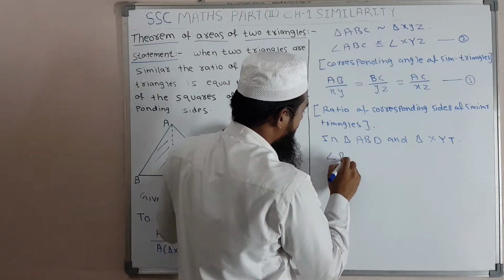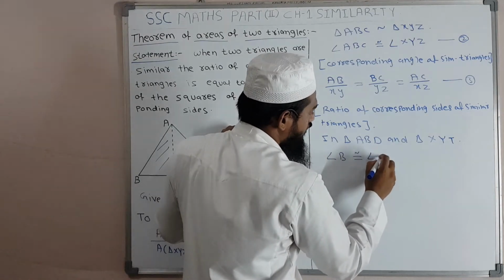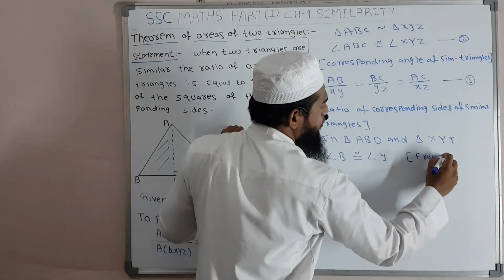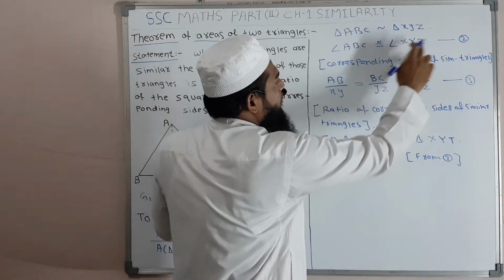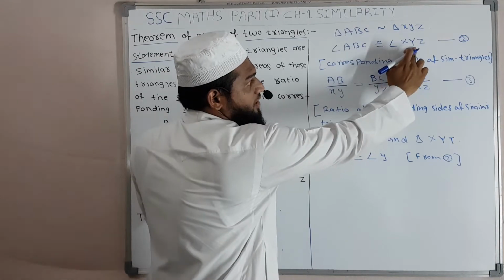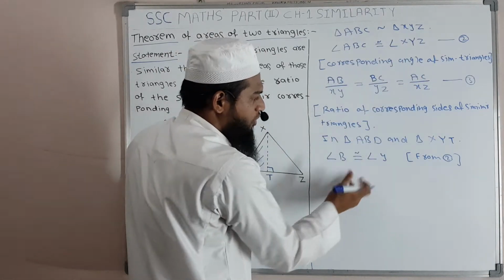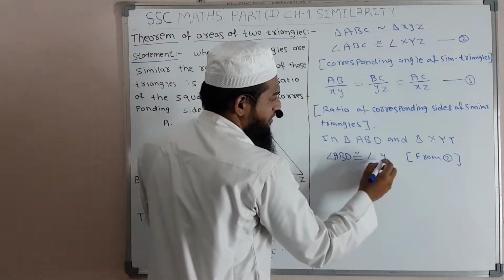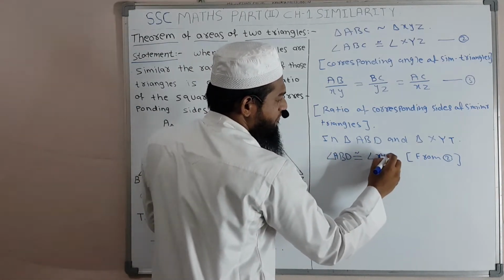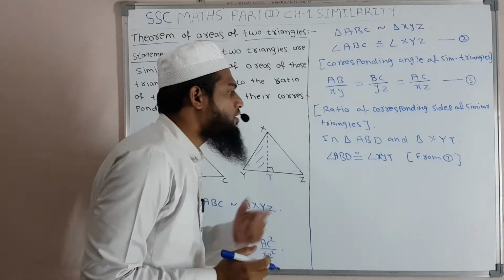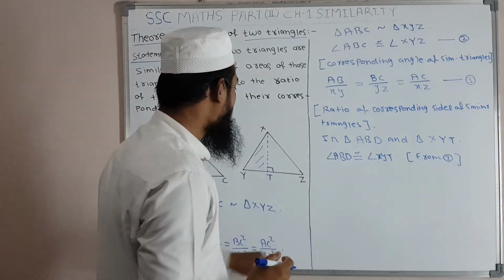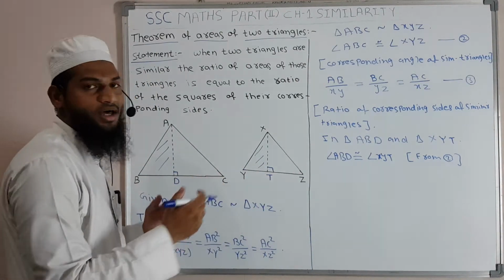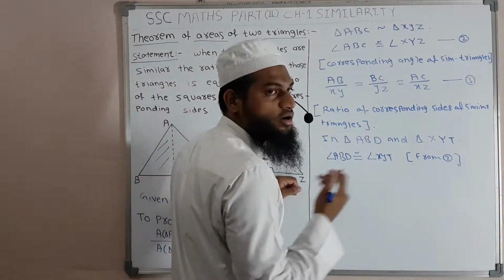Angle B is congruent to angle Y. What is the reason? We can write from 2 here. Angle B is congruent to angle Y, or I can write the full form also, ABD and XYT. And the next angle is this one, angle D or angle T. These are both 90 degrees, so both are congruent.